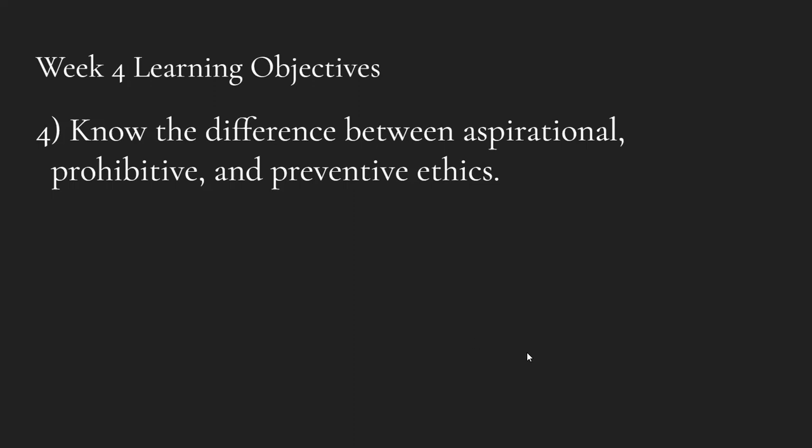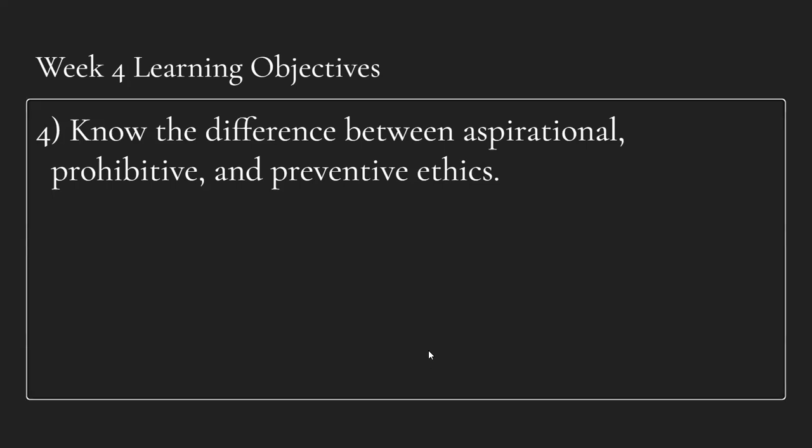So remember, aspirational, prohibitive, and preventive ethics, these are not distinct ethical theories. They are approaches to ethics, approaches to largely professional ethics, ways we can approach ethics. But aspirational ethics does seem to go along with virtue ethics a lot. So they're not the same thing, but they are related.